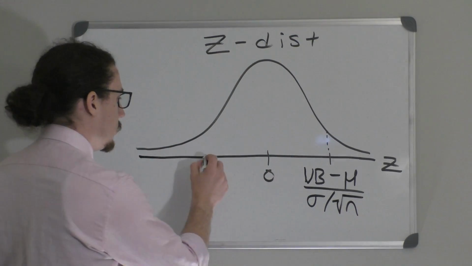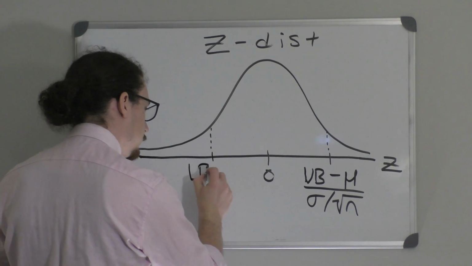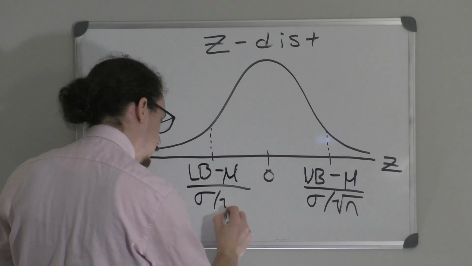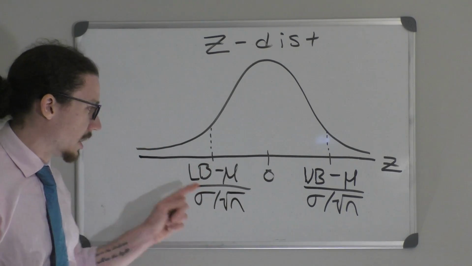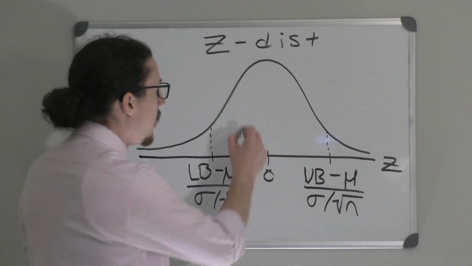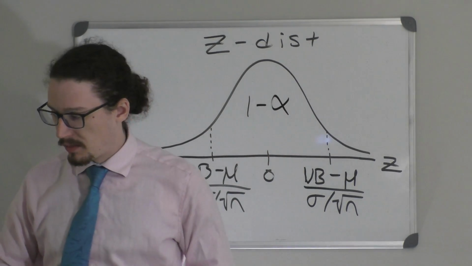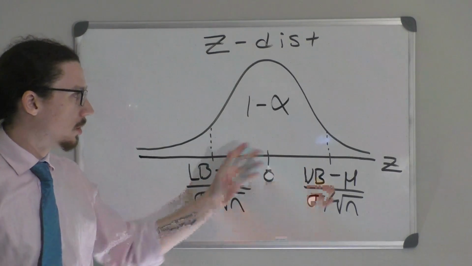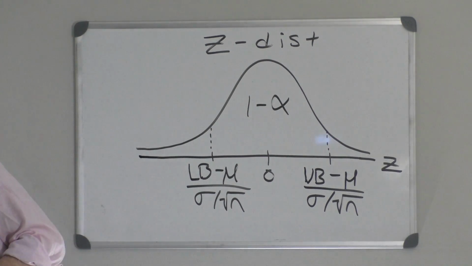We're going to do this process again for our lower boundary. So the only thing changing here is that we're using LB instead of UB, and we are maintaining this 1 minus alpha, right? This area under the curve between our upper and lower bound is going to be 1 minus alpha.